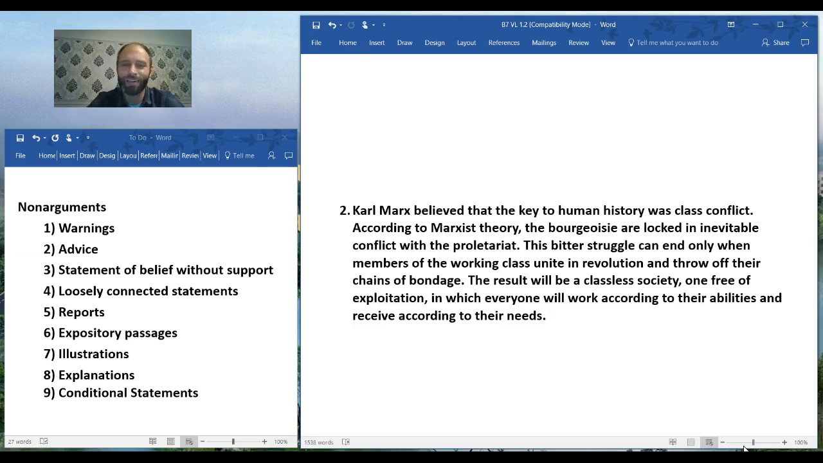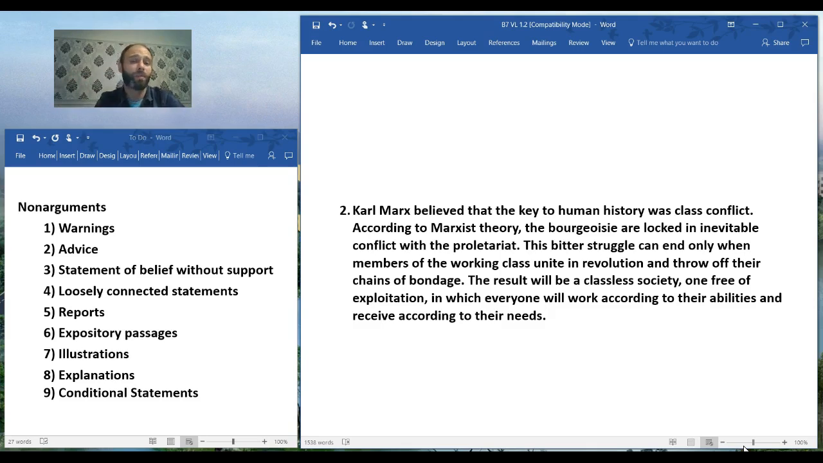Sounds great. So, is this an argument or is it a non-argument? There's a lot of big vocabulary in there. Your eyes might be bouncing off the page right now, but you don't need to understand a lot of this to figure out whether it's an argument or a non-argument and what type of non-argument it is.